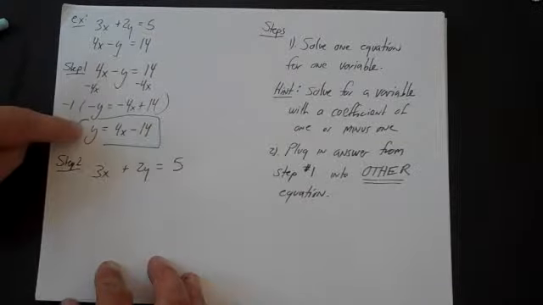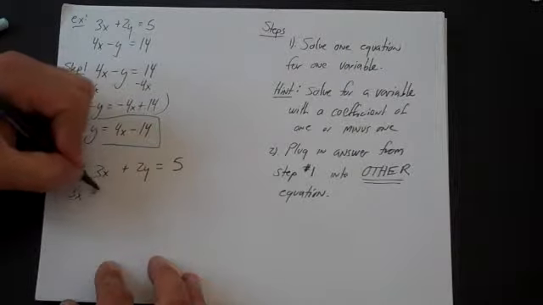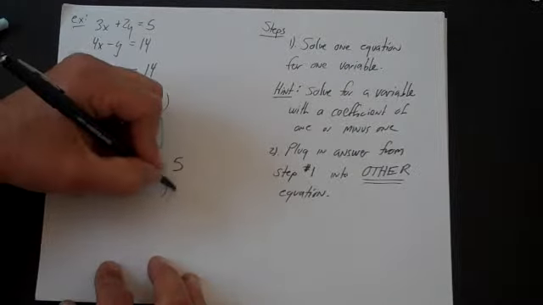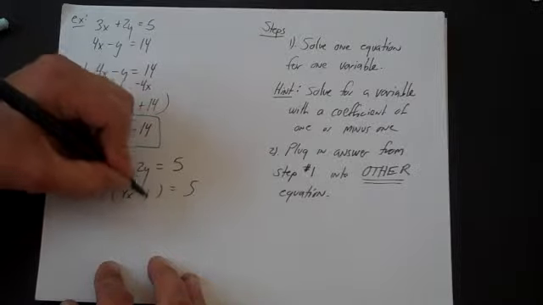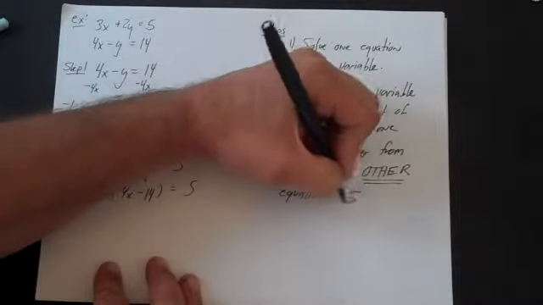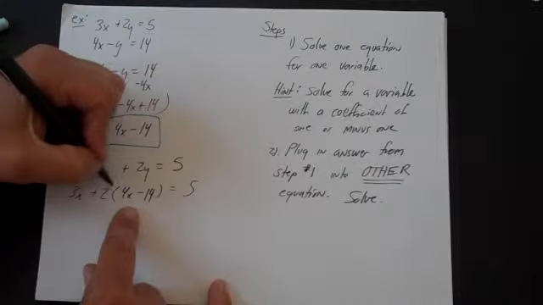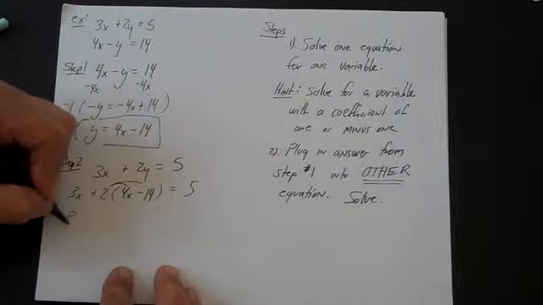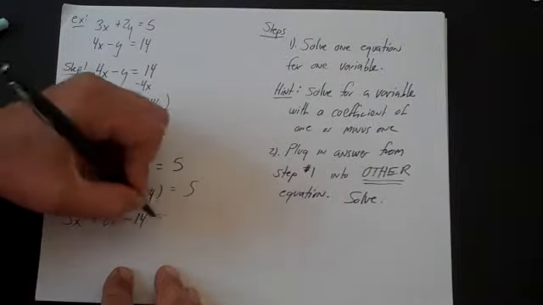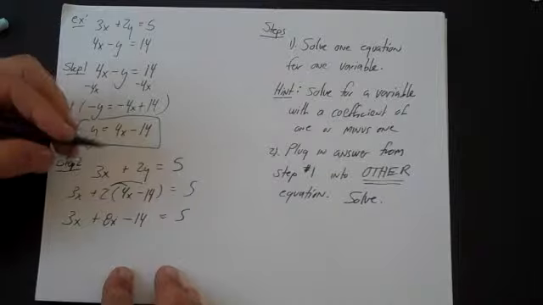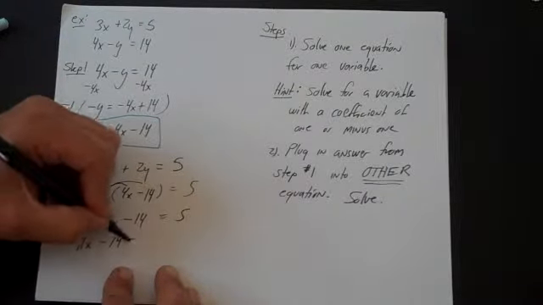I want to plug in y. So where the y is, I'm going to put parentheses, leave a space, and then plug in my answer for y there. So that's 4x minus 14. And then I'm simply going to solve. If you notice, there's only one variable here, the x. So you distribute the 2, and you get 3x plus 8x minus 14 is 5. It's 11x minus 14 is equal to 5.